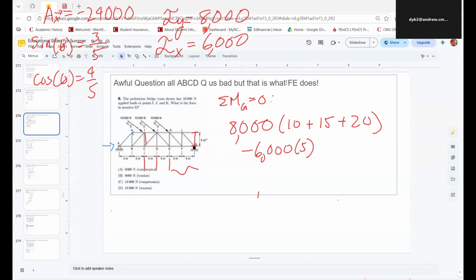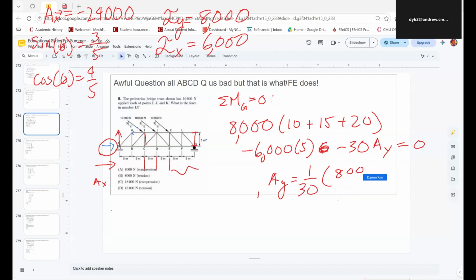And then what next we do is basically reaction force over here. And as you know, this reaction force, this one over here with the AX, cannot do anything yet. It cannot show itself as powerful because it's 0 displacement. So it's 30. So it's plus and minus 30. AY equal 0. So it's minus minus, so AY is equal to 1 divided by 30, parentheses 8,000, parentheses 10 plus 15 plus 20, parentheses, plus a minus 6,000 multiplied by 5.